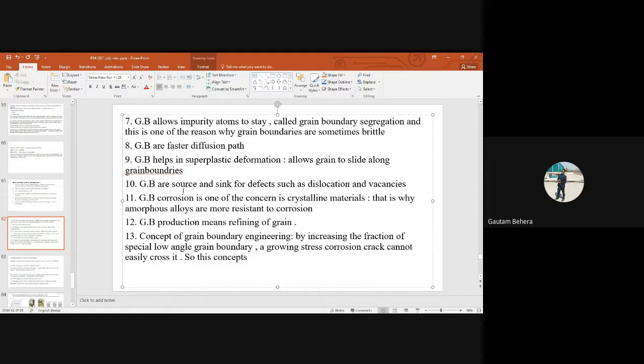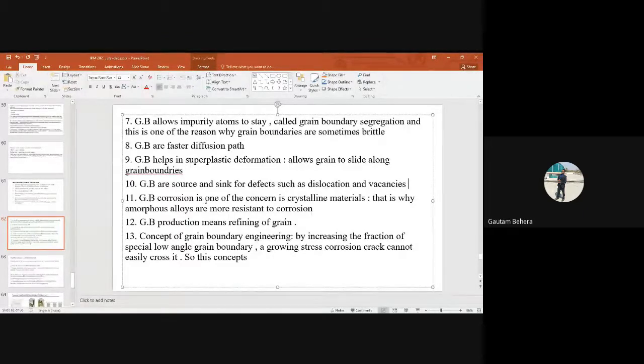Then grain boundaries are source and sink for defects like dislocation and vacancy. Vacancy and dislocations we'll discuss in coming lectures. Those are very interesting parts of physical metallurgy. So grain boundary acts as a source and sink for these vacancies and dislocations.